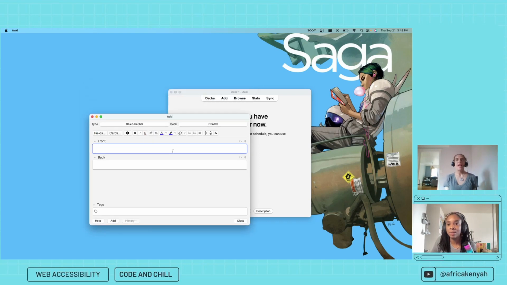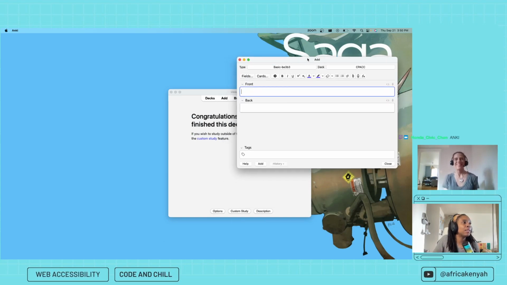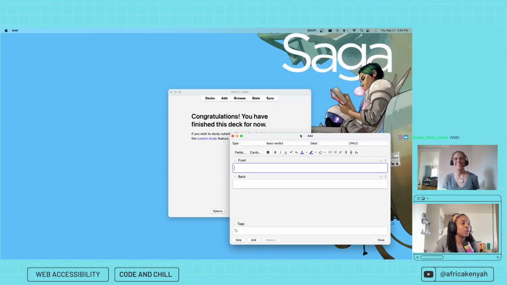Could you spell Anki? Yes, it's A-N-K-I, and I'll send you. We'll have to do an accessibility audit on it and see whether or not it's accessible. But I like it. I think it works pretty well.